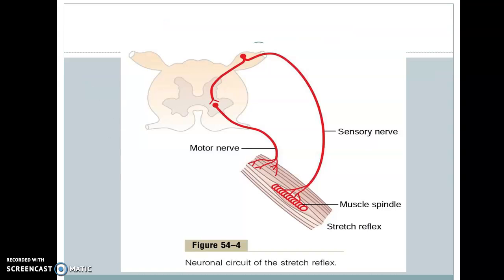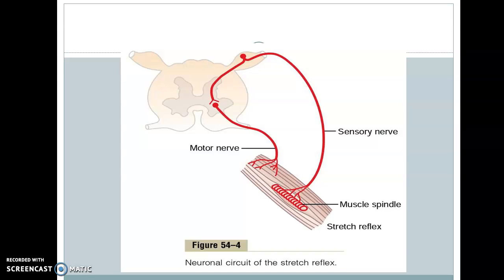Now this is the neuronal circuit for the stretch reflex. You can see the muscle, and inside the muscle you have the muscle spindle. You know that this is the receptor for detecting the change in length or tension. This muscle spindle has the intrafusal fibers and the extrafusal fibers, all of which we have discussed. Whenever there is a stretch, the muscle spindle detects the change, and the sensory nerves innervating it carry the impulse to the spinal cord via the posterior root.